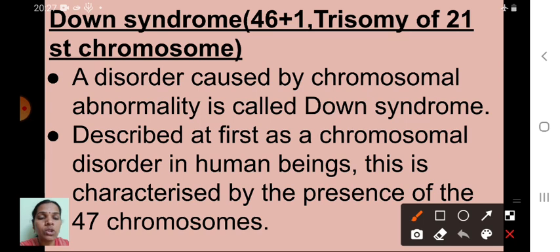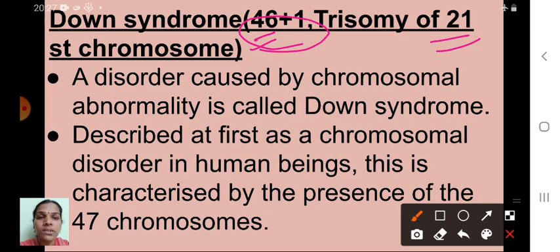It was described at first as a chromosomal disorder in human beings. This is characterized by the presence of 47 chromosomes. Instead of 46 chromosomes, Down syndrome people have 47 chromosomes. That one extra chromosome is in the 21st pair. So in that 21st pair, instead of 2 chromosomes, 3 chromosomes are there. Normally 46, but these people have 46 plus 1, that means 47 chromosomes.